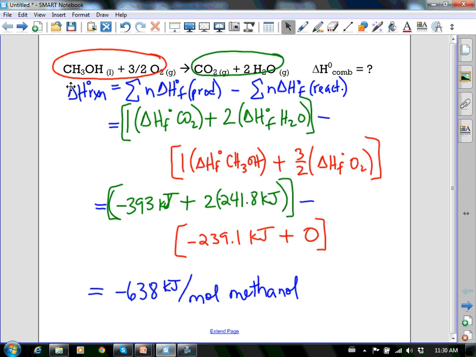So again, you can write out all your formation equations for each one of these products and reactants and use Hess's law. Or you can use what I just showed you on this slide, which is the same concept of Hess's law, and you're just using a formula instead. All right, if I go back now to the slides.